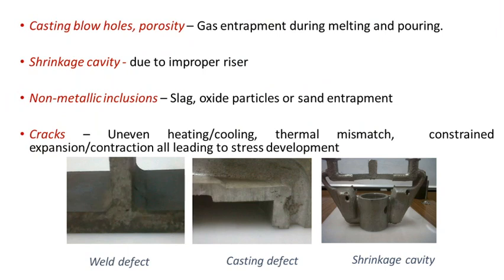A few of these volume or bulk defects can be observed with the naked eye, as projected in the figure. One is casting blowholes or porosity, which happens due to gas entrapment during the melting and pouring process. Shrinkage cavity is due to improper riser positioning. Non-metallic inclusions are foreign impurity atoms present in the material. Cracks take place during solidification due to uneven heating or cooling. Thermal mismatch is the expansion or contraction due to the different stresses developed during the manufacturing route. Weld defects, casting defects, and shrinkage defects all come under this category. Okay, all of this comes under the third classification, which is the volume defects.